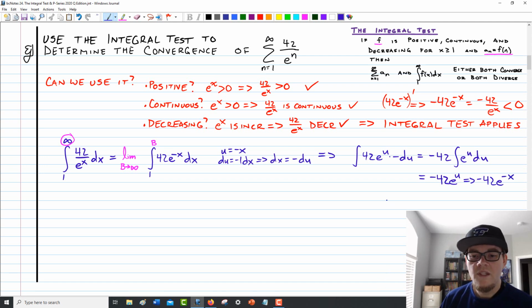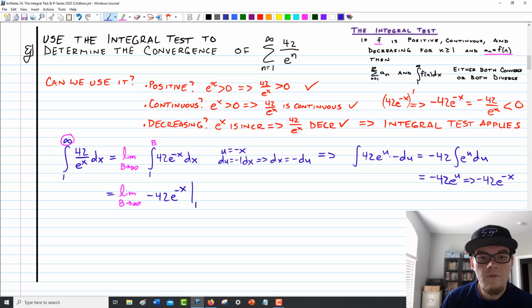So what you just saw was that I avoided dealing with the limits of integration for a little bit by going through and handling the anti-differentiation, the indefinite integral part. Now I'll bring it all back. So at this point we're back to where we were. We now are going to be evaluating the limit as b goes to infinity of our antiderivative, which is negative 42e to the negative x, and we're going to evaluate that from 1 to b.